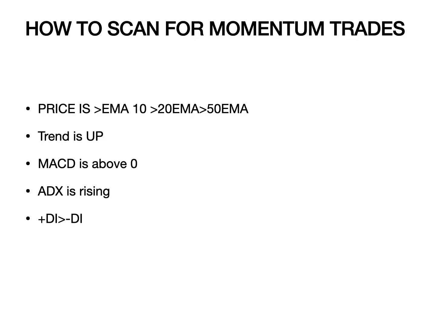How do we scan for momentum trades? The price should be higher than the 10, 20, and 50 EMA. The trend is up. The MACD is above 0. ADX is rising and positive DI should be greater than negative DI.